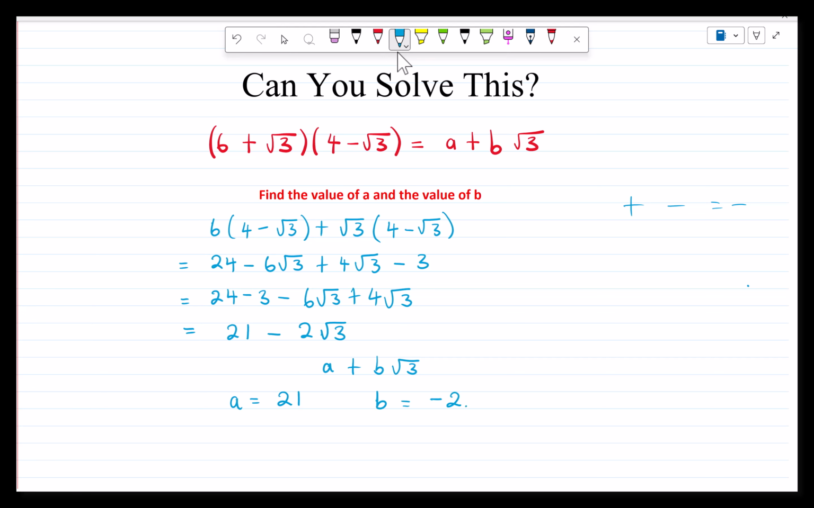So those are the two values. The value of A is equal to 21 and the value of B is equal to negative 2. I hope you got it correct. If not, then you can go back a little bit and follow through the steps which I have just taken.